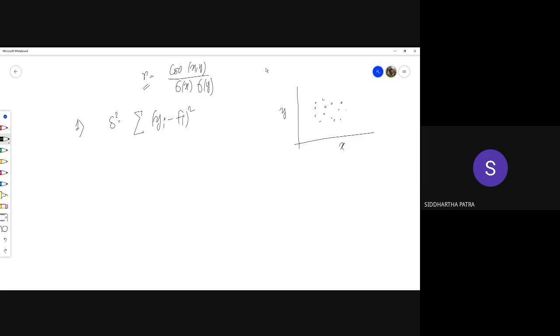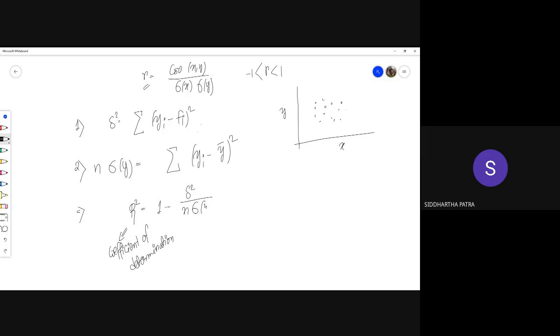Please remember this R also goes from -1 to 1. So this is one quantity. So we have the squared sum, and this quantity right here, n times sigma y, which is summation over yi minus y bar squared. One can define the coefficient of determination, and that is 1 minus this delta squared divided by n times sigma y.